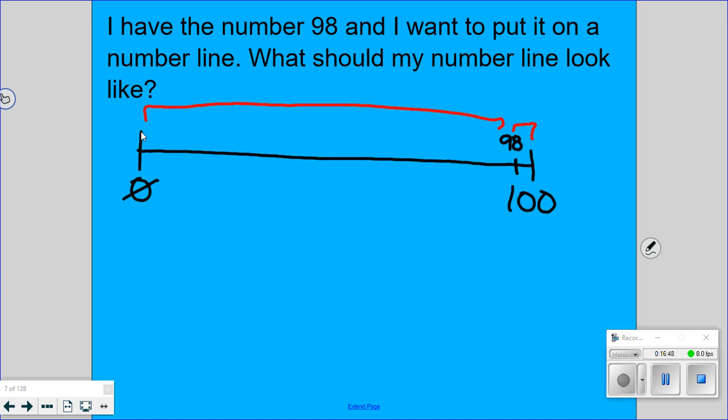So the reason why we put 98 so close to 100 is because we have to have room for all those other numbers to go there. Does that make sense? Quickly.